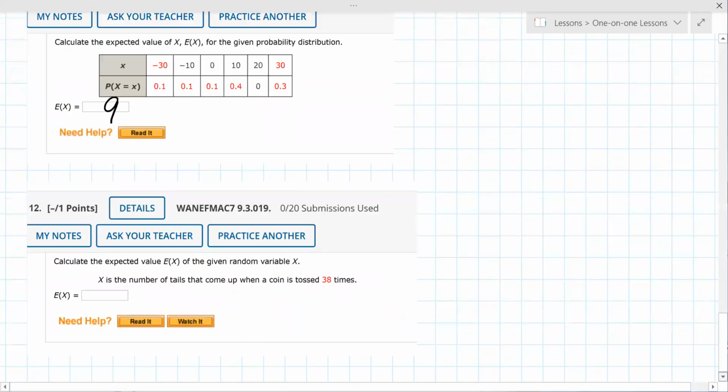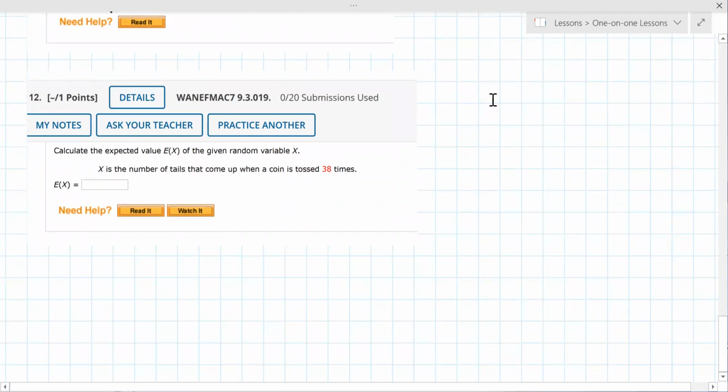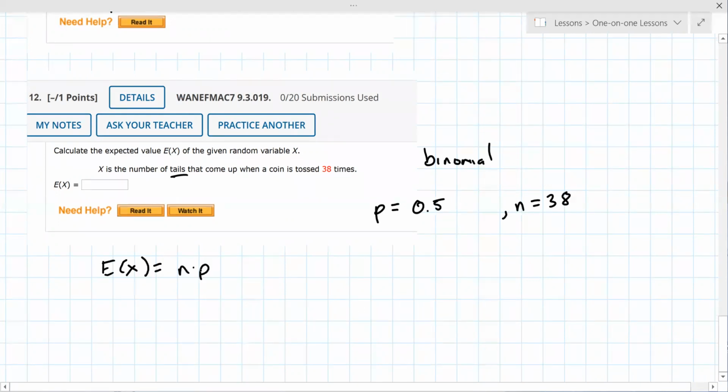Okay, number 12. So it says calculate the expected value of the given random variable. So the random variable is the number of tails that come up when a coin is tossed 38 times. This is a binomial distribution because there's only two outcomes, heads or tails. The probability of heads is 0.5, probability of tails is 0.5, n is 38, and the expected value is n times p for this. So 38 times 0.5, which is 19.